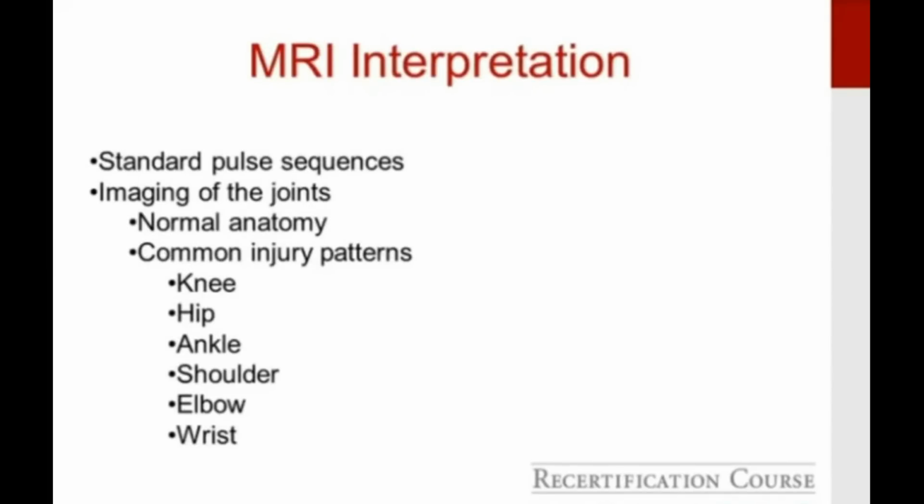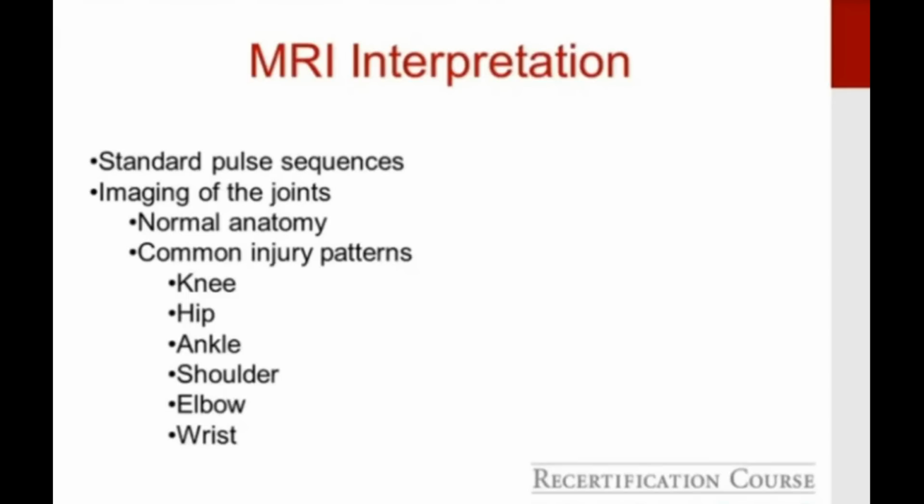And the main purpose of this talk is to cover some of the standard pulse sequences that we use in MR interpretation. And we'll also look at the various joints. We'll look at the normal anatomy and the common injury patterns that occur in these joints, which is going to be important for you to understand to be successful on the test.